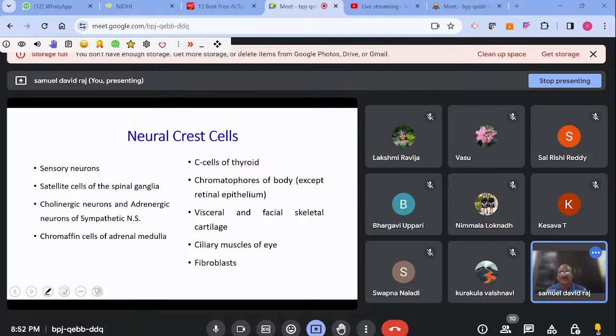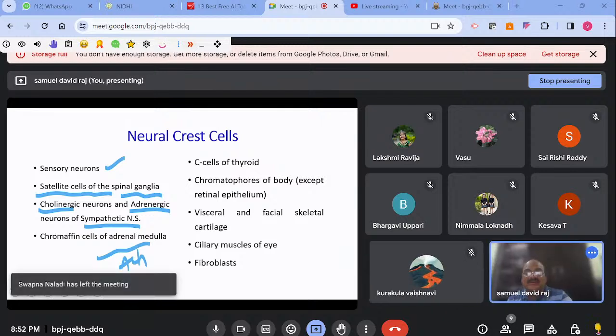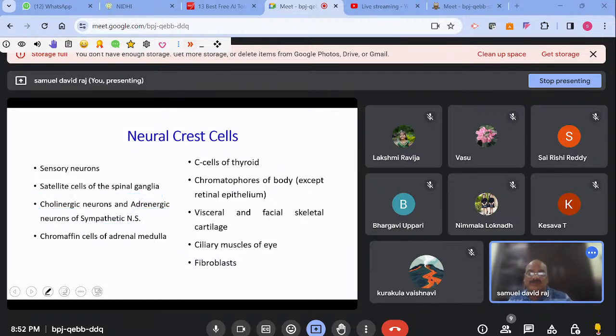It gives rise to so many cells. One is sensory neurons, and satellite cells of the spinal ganglia. Satellite cells are one sort of connective tissue cells of the nervous system. And the cholinergic neurons and adrenergic neurons of the sympathetic nervous system. What are cholinergic neurons? The neurons which release acetylcholine as neurotransmitter, and the neurons which release adrenaline as neurotransmitter are respectively called cholinergic and adrenergic neurons.